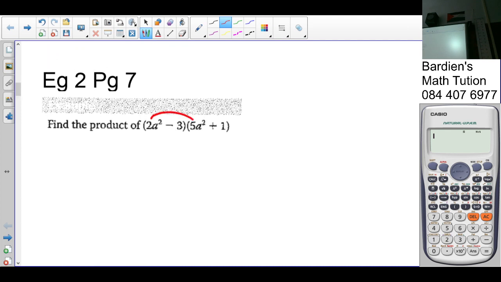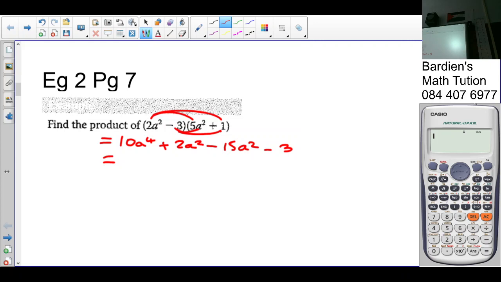Again, just multiplying that out, not so? What is 2a squared times 5a squared? 10a to the 4. 2a squared plus 2a squared. Sorry? Add the exponents, okay? You guys are correcting me already? Good sign. Negative 3 times 5a squared, negative 15a squared. Negative 3 times 1 is going to give you negative 3.